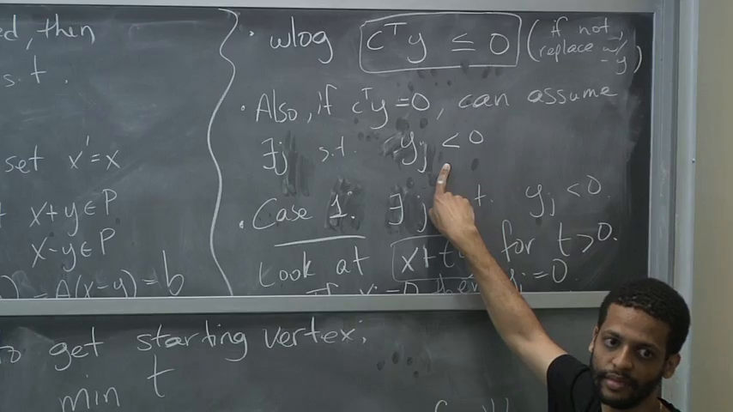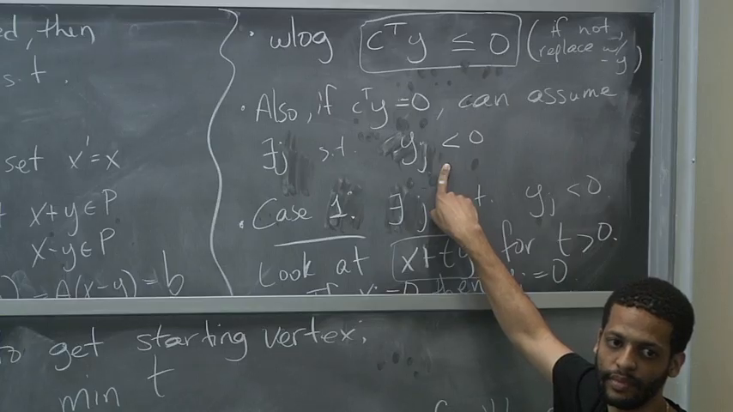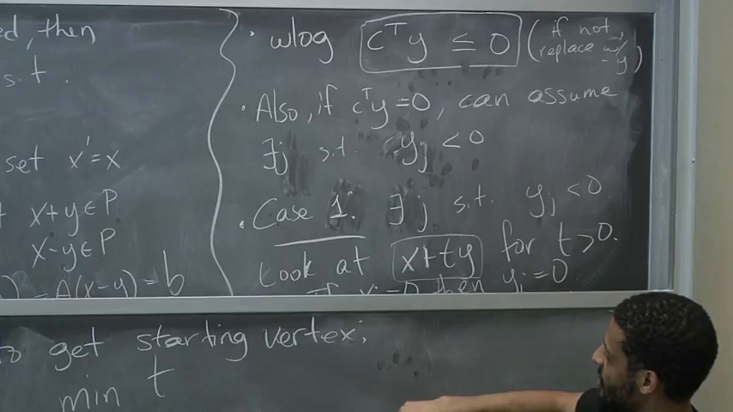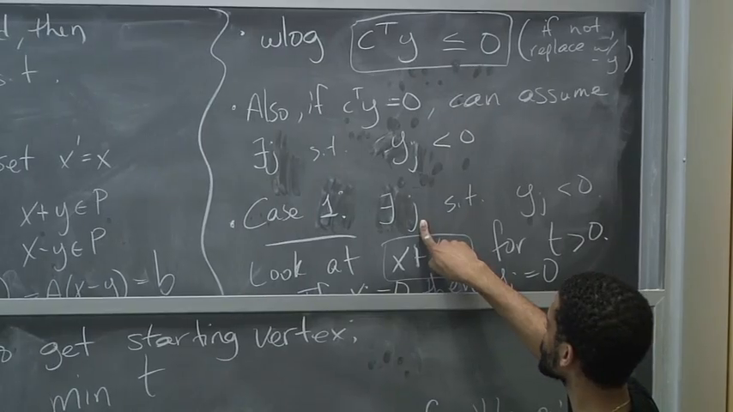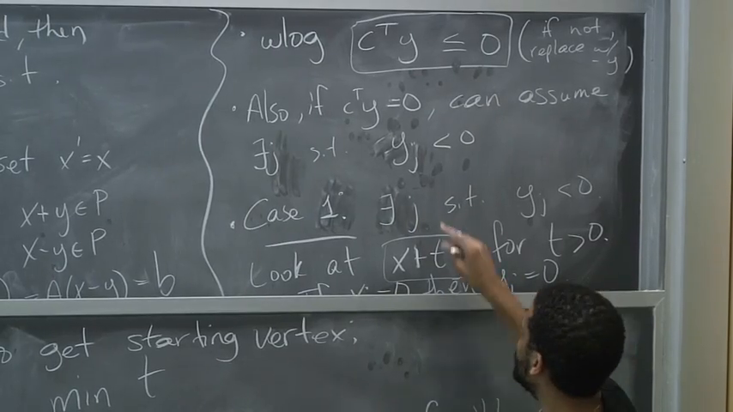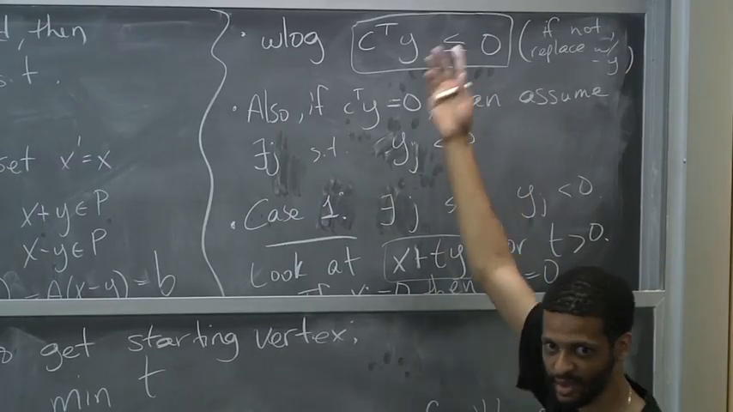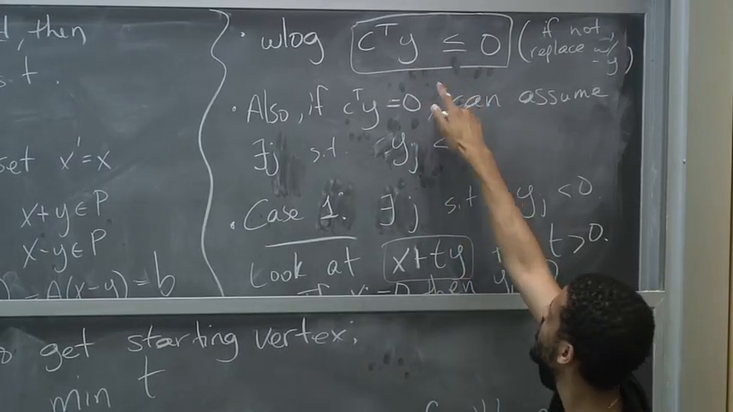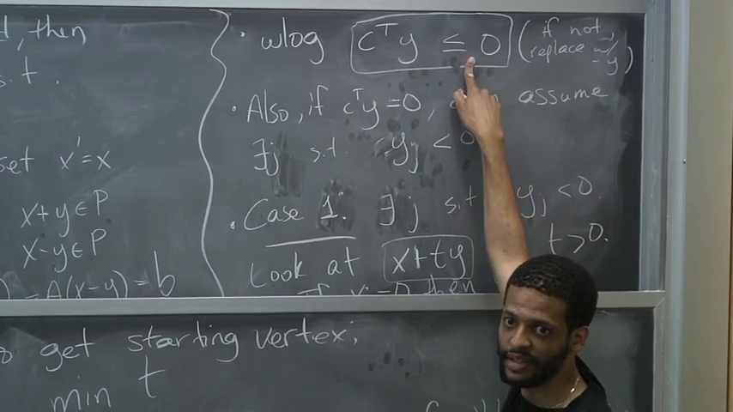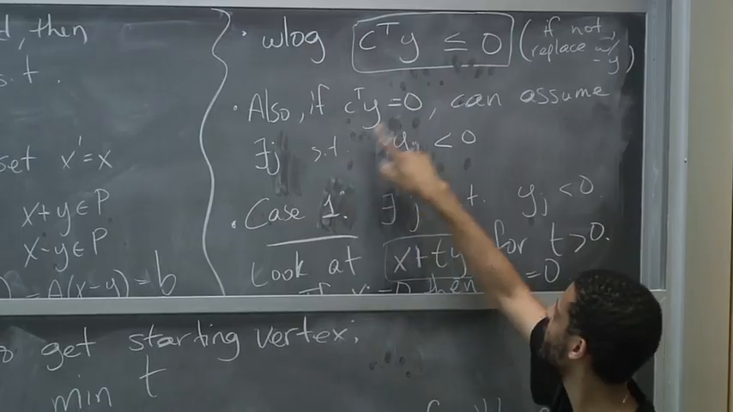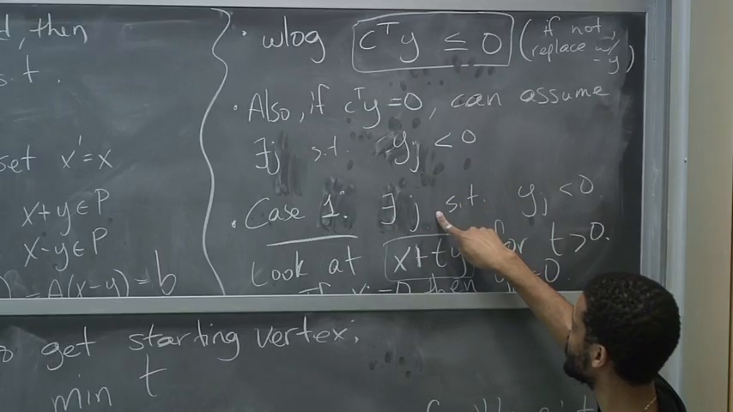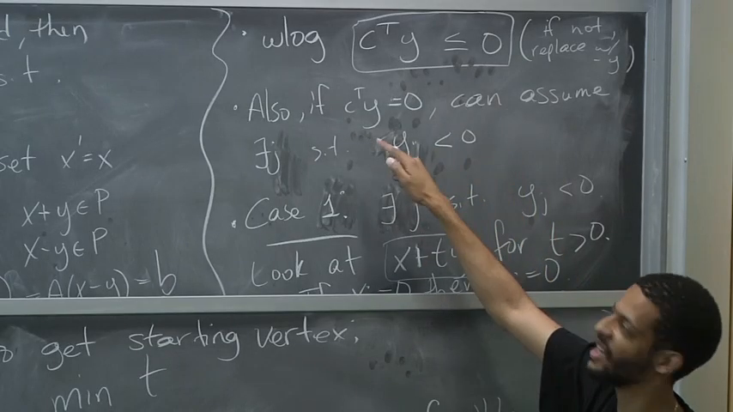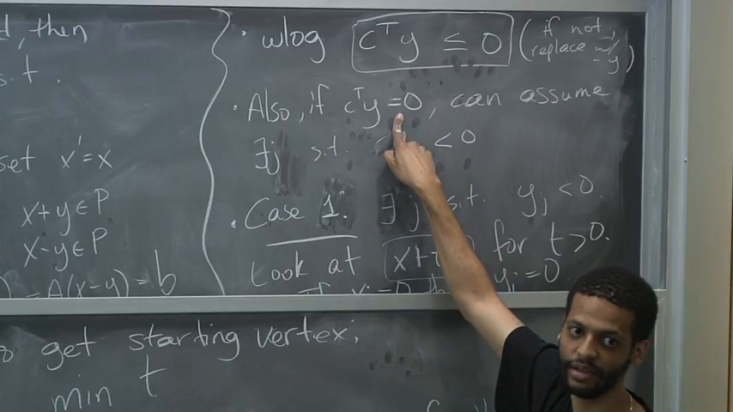Yeah, but that part, when you showed that there is such a J, so if there is such a J, then there are two cases, right? Either this thing is strictly negative plus there's such a J, or this thing is equal to 0 and there's such a J. But when it's equal to 0, there's always such a J. So this case 1 here covers a superset of the cases when C transpose Y equals 0.